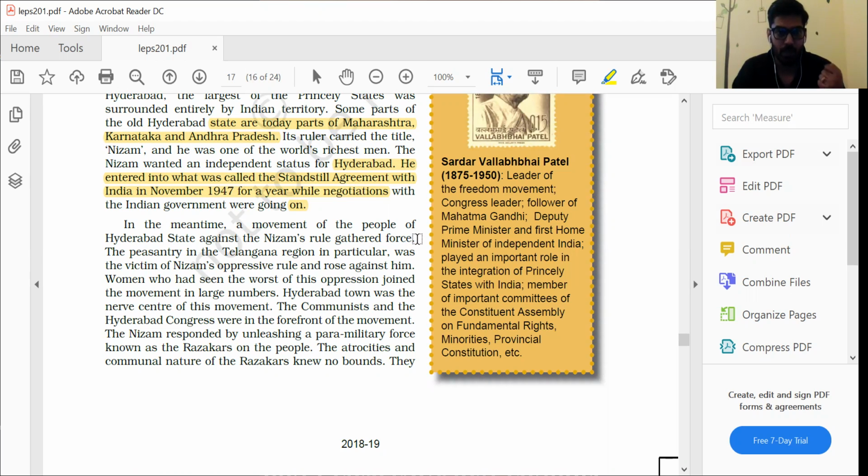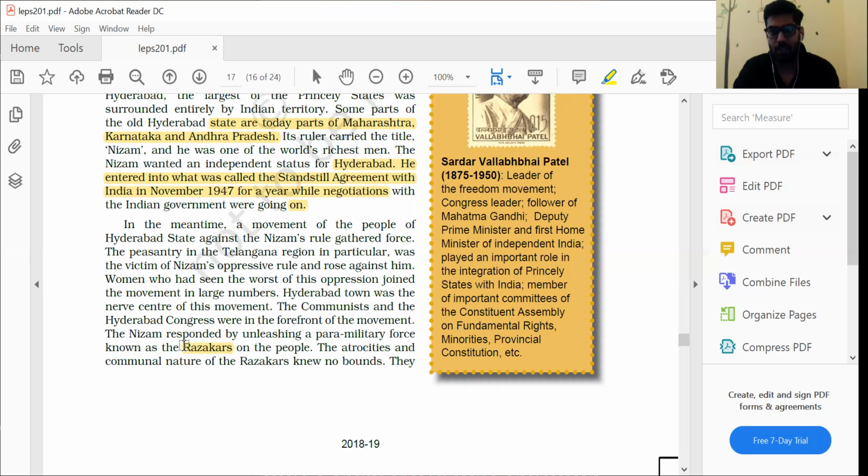The peasantry in Telangana was a victim of the Nizam's oppressive rule. So the Nizam dealt with them with an iron hand. He actually unleashed terror. And the Nizam had his right hand, his name was Qasim Rizvi. He raised an army. The name of the army was Razakars. He was very close to the Nizam and he made this army, the Razakars.